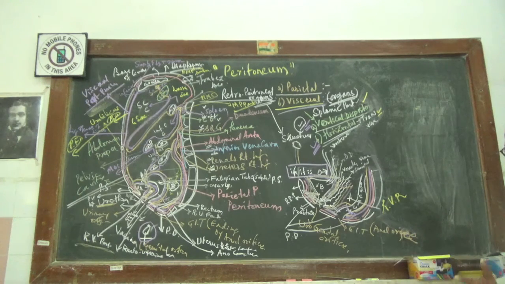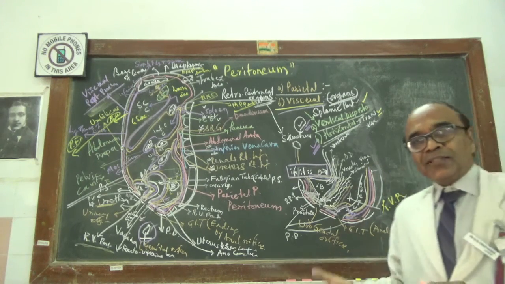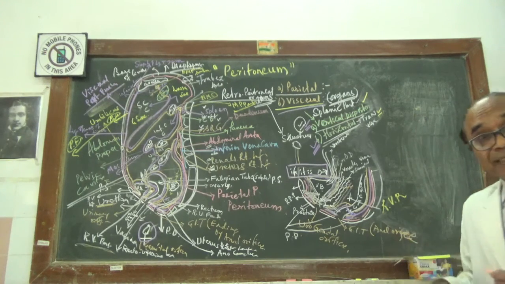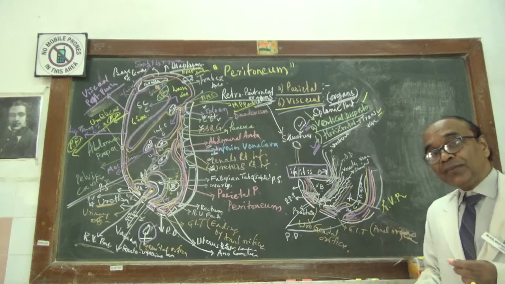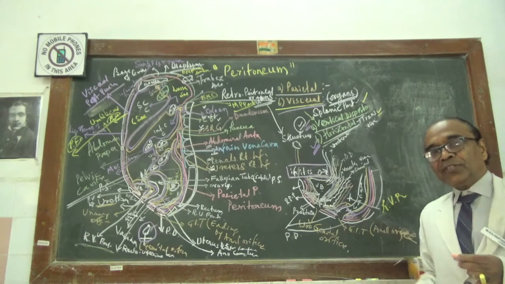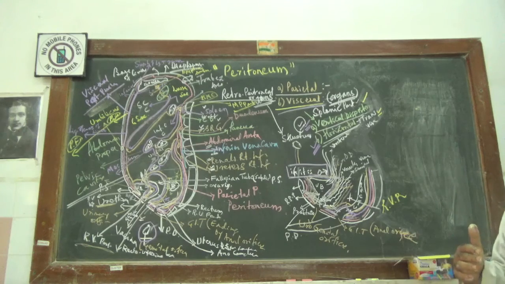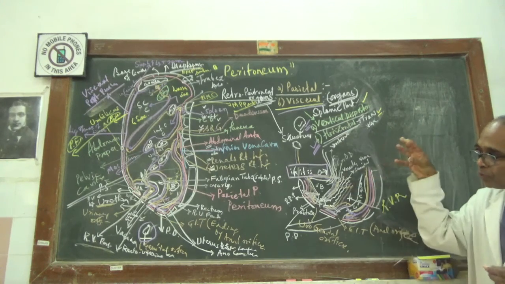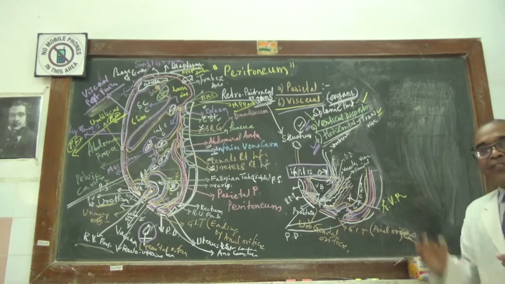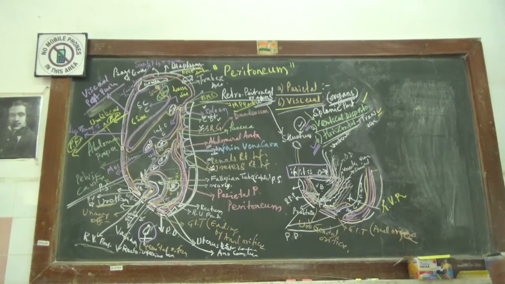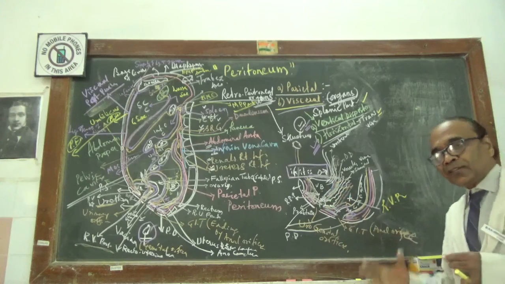The importance of these pouches is that when there is an excess of fluid collected in the process of any disease, either of the organ or of the peritoneum, visceral or parietal, or from an external injury, the inflammatory process causes excess fluid to collect in these pockets. So this is the importance of that.